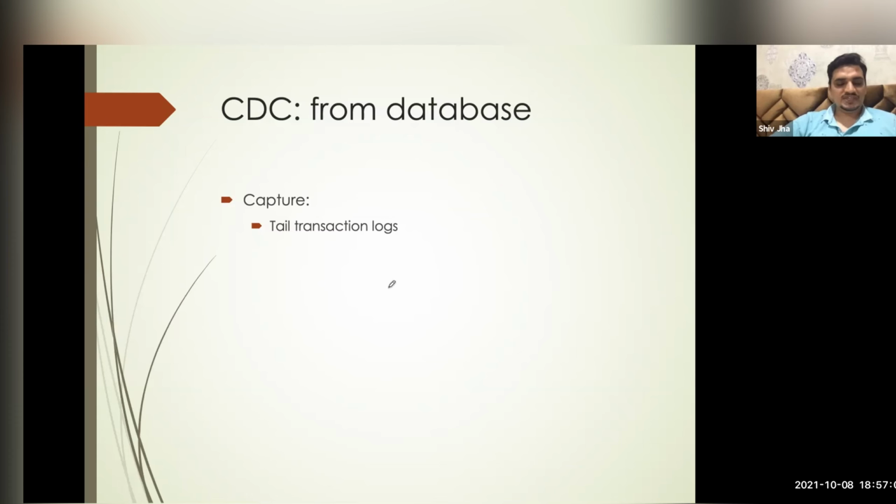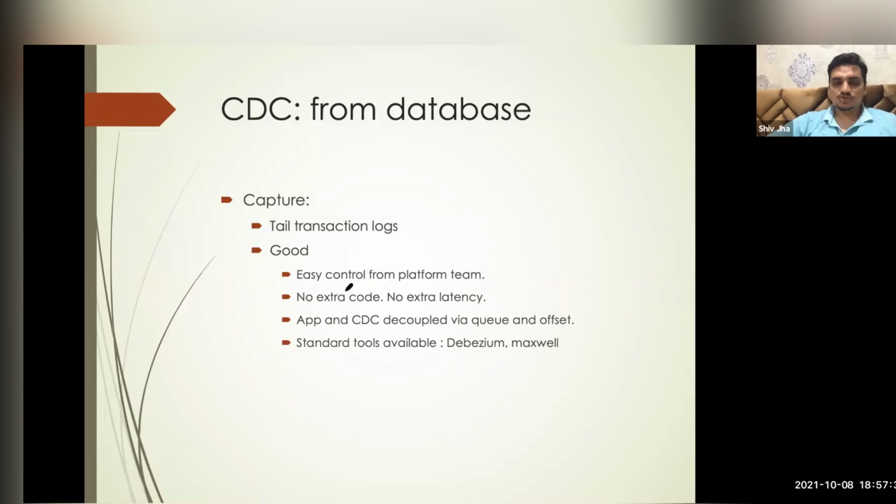If you want to pull changes from the database directly, you can tail the transactional logs. Postgres has a write-ahead log, MySQL has binary logs. You can tail those and send the change events. It's sort of Git style, a diff with plus and minus, that captures the state change that happened in one particular transaction, and you send all those change events to the event store.